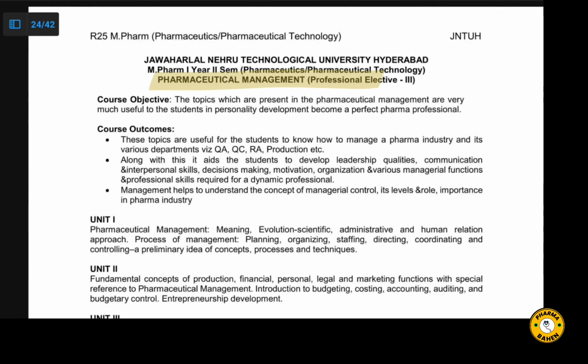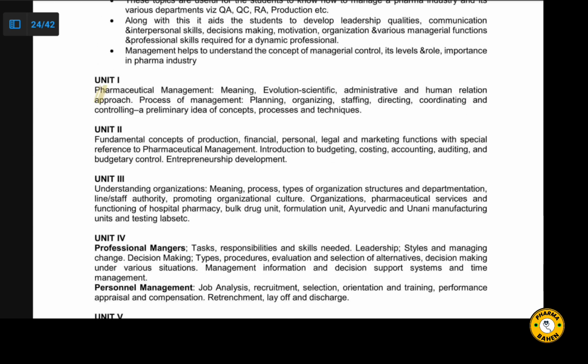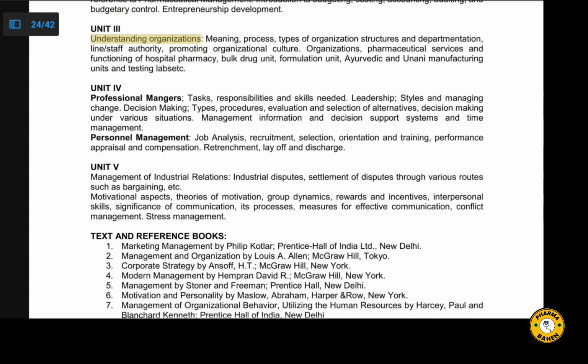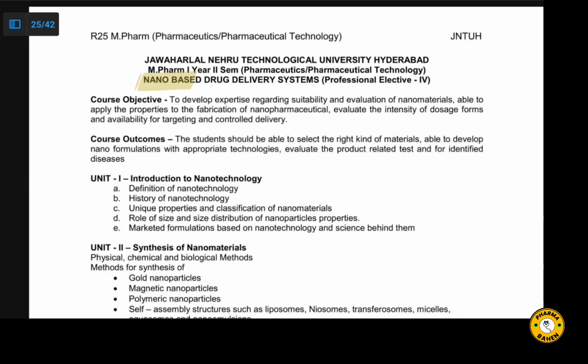And then we have Pharmaceutical Management. In this, meaning and evaluation and fundamental concepts of production and financial, personnel, legal, understanding the organization, professional, personnel management, management of industrial relations, and then Nano-based Drug Delivery Systems.